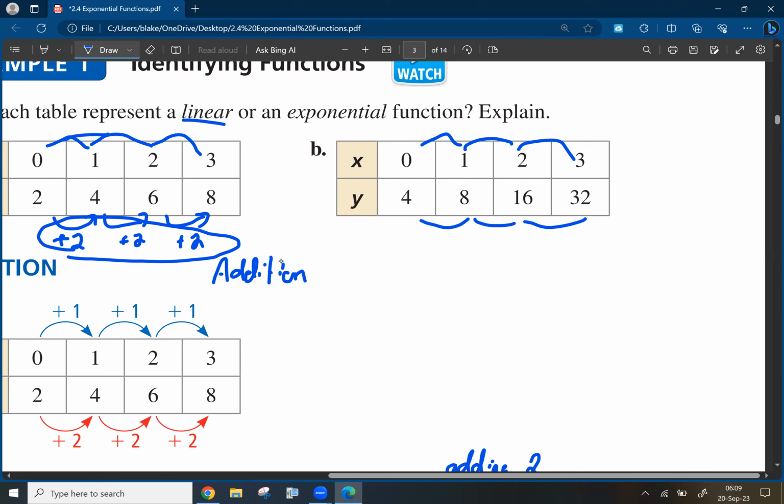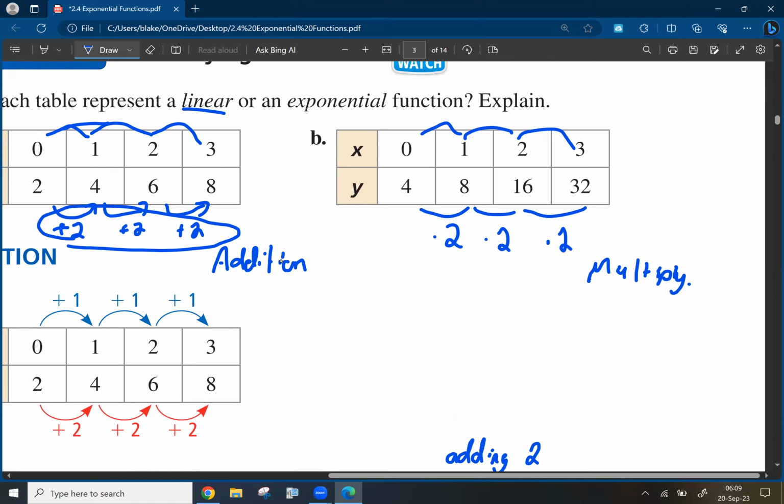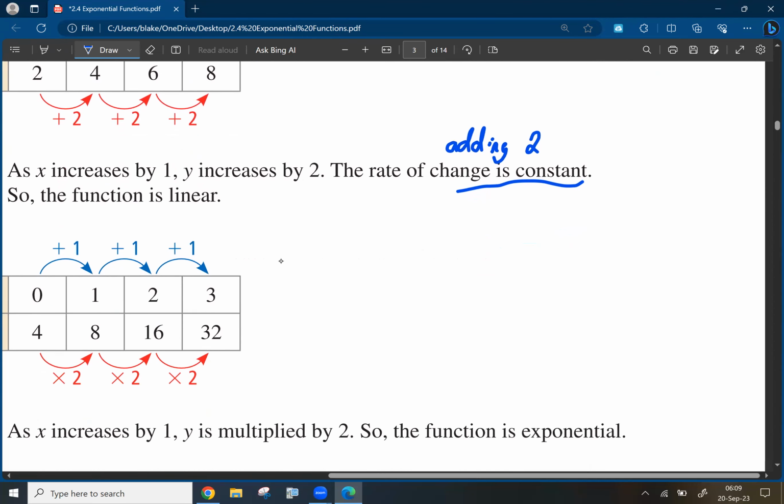Look at the whole thing, 4 to 8 to 16 to 32. That in general is doubling, right? Multiplying by 2, multiplying by 2, multiplying by 2. You're doubling. So in this case, you are obviously multiplying by a common amount, right? So if you're multiplying by a common amount, this indicates an exponential function.